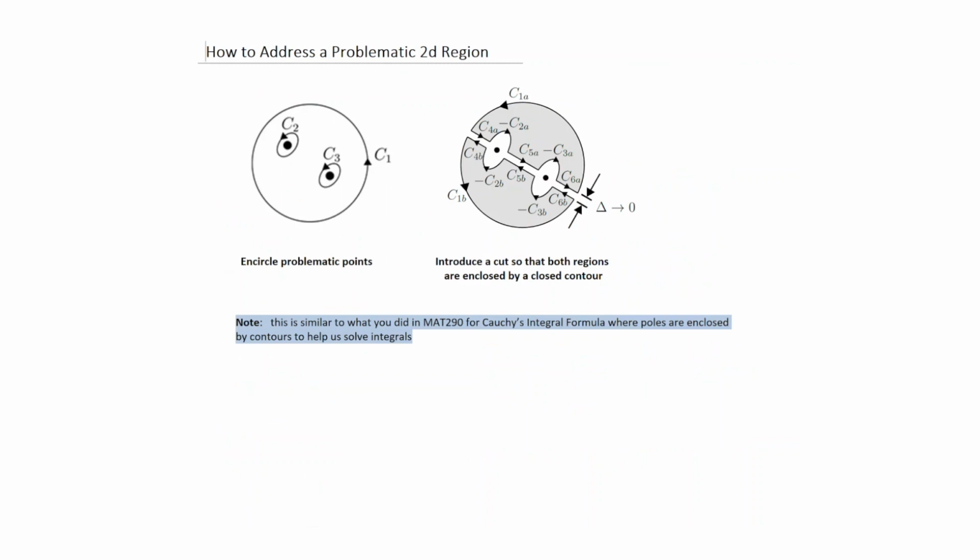All right, how do we address a problematic 2D region? For instance, you might have 2 points here where the field doesn't exist, right? No limit. And so we cannot integrate over a region. The simplest thing to do is avoid it. So what we've done is put 2 closed contours, right? One closed contour here around this point and one around this point.